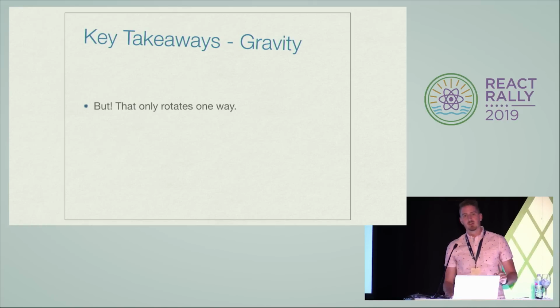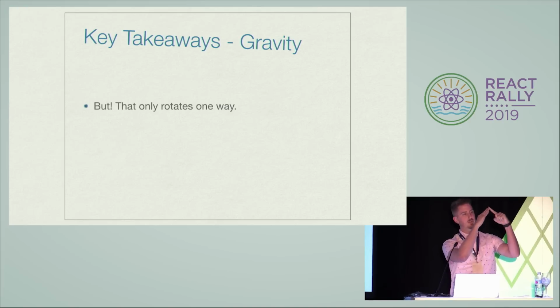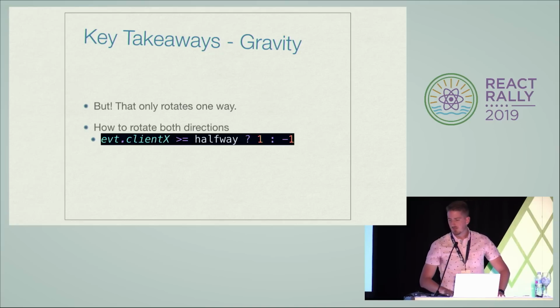The problem with that, though, is that it only rotates one way. So if we click on the right side and drag up, the right side goes up, but the left side goes down. But if we keep that same logic, we go up with the mouse, but the other side goes down. So we're going to have to fix that.